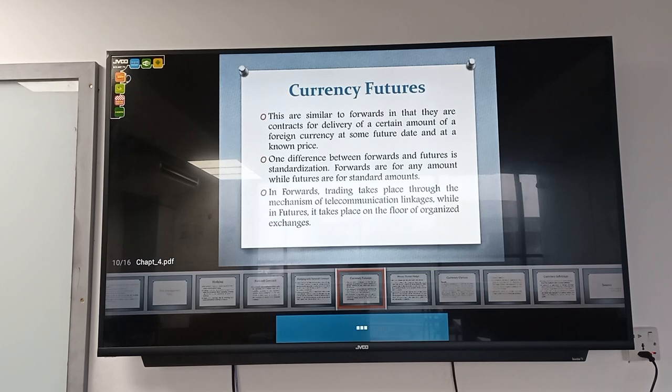Last class we read currency forward contract, and now we are starting from currency futures. What do you mean by currency futures? Any idea about currency futures? It's a future contract for the currency that specifies the price of exchanging one currency for another at a future date. The specific rate of a currency future contract is derived from spot rates of the currency pair.